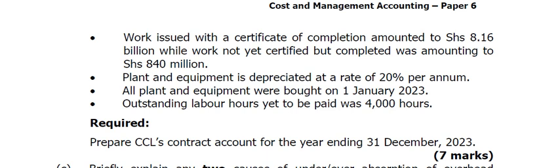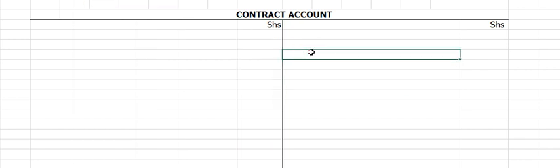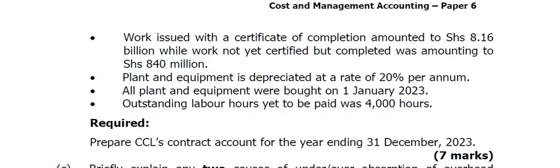How do we prepare a contract account? Just like any other account, a contract account has a debit and a credit side. So contract account. So this is my contract account. The amounts are in shillings. So that is our contract account. Now what we have to do is to start entering the information.